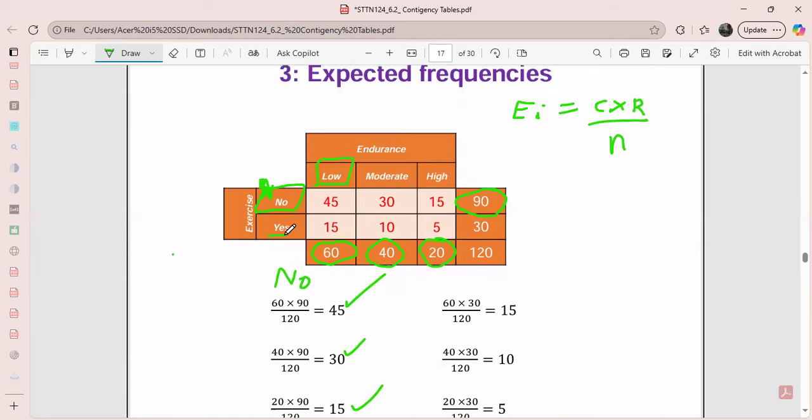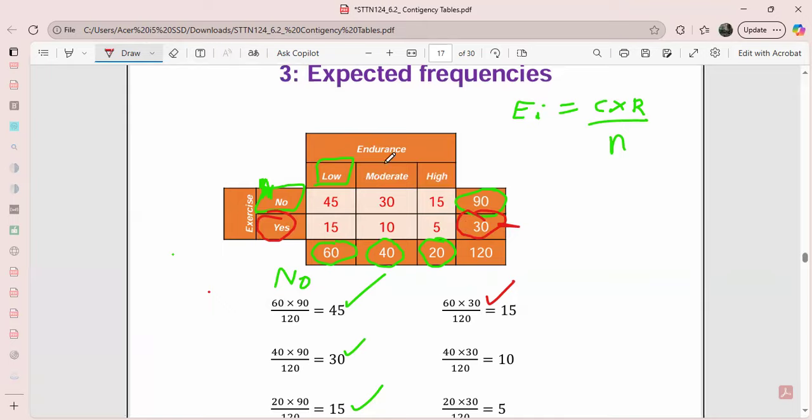If we move to the yes, let me just change the color here so that you can all see. We do the same thing. The column total of 60. Now, because we are done with the one for no, we move to the yes. The row total of the yes is 30. Column total multiplied by the row total: 60 multiplied by 30. Divide everything by 120 because 120 is the total.